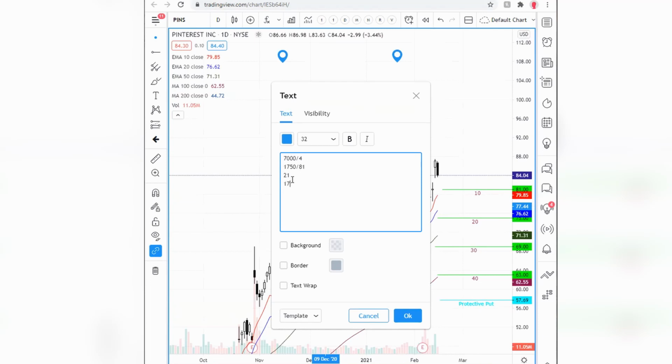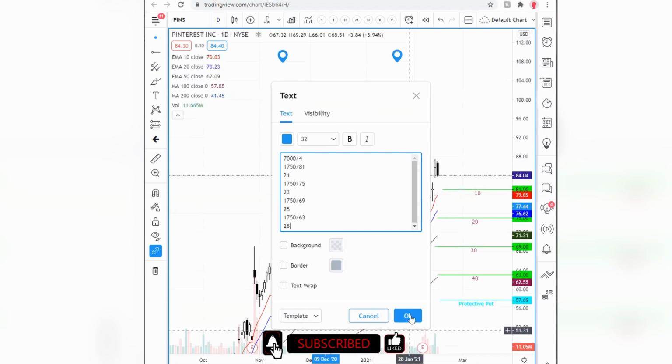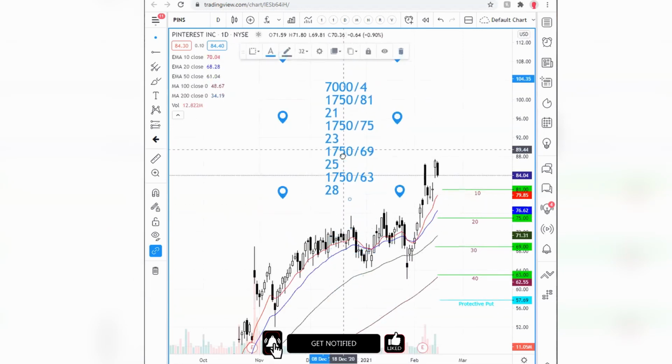Our second tier would be 1,750 divided by 75, and that gives you about 23 shares. Our third tier would be 1,750 divided by 69, and that gives you 25 shares. And then our last tier would be 1,750 divided by 63, and that gives us about 28 shares rounding up. So that would be another way to figure out your tiers.